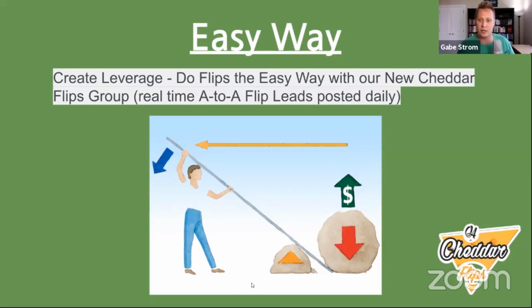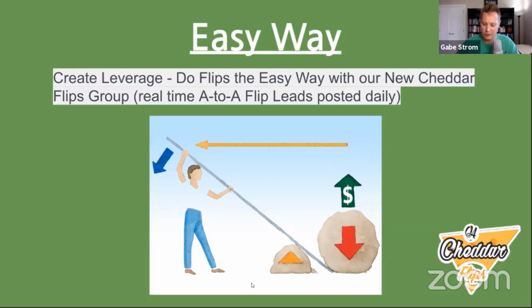So you can do flips the easy way with our brand spanking new OA Cheddar Flips group that publishes real-time Amazon to Amazon flips daily. And it's Monday through Friday, sometimes on the weekends. And this is how you create leverage. If you're new to building and growing and scaling, it's very easy to be the solo entrepreneur in the early days of this business. But if you want to grow and scale, you've got to hire a team. You've got to leverage other people. And if you don't have a big team, we want to let you borrow our team. We have a full-time staff that's harvesting flips every single day.